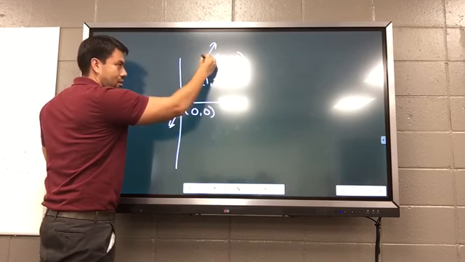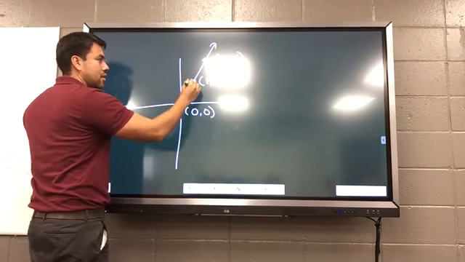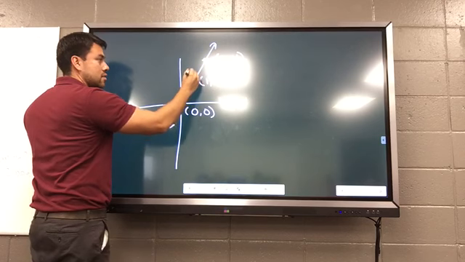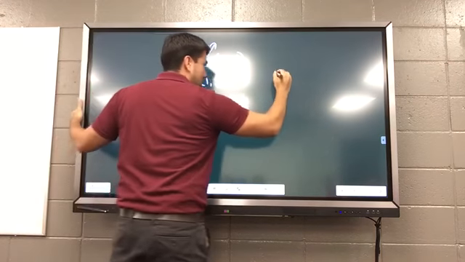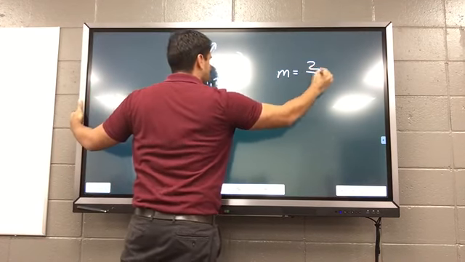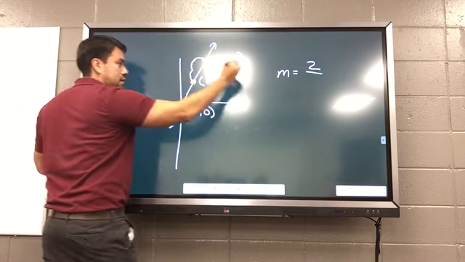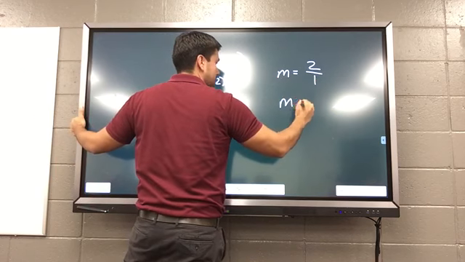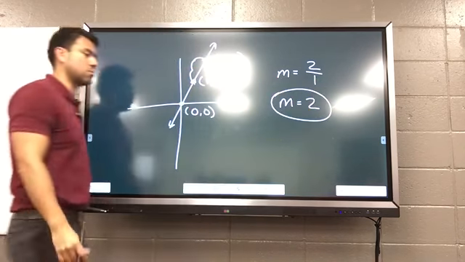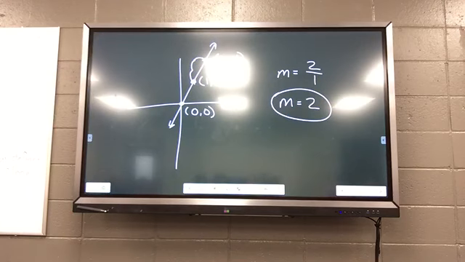From here to here, what was the rise? 2. It was 2. So the slope so far, 2. What was the run? 1. What's the slope? You just say the slope is 2. Positive or negative? From left to right, what does that graph do? It goes up. Does this one go as steep as that one? No, but do they both go up from left to right? Yeah. And based on their steepness, that's going to change your numbers.